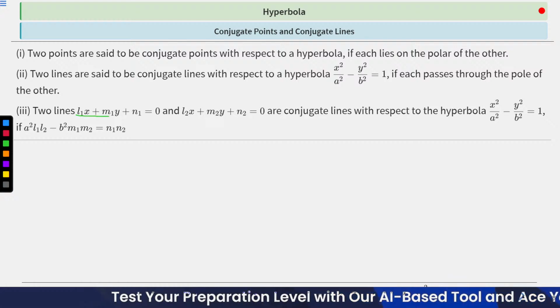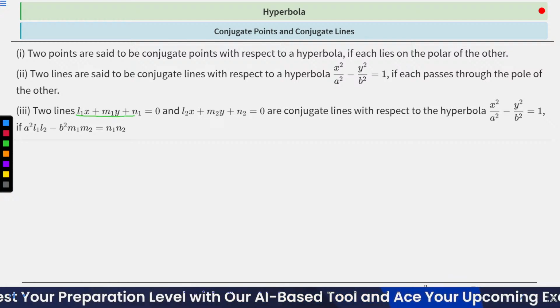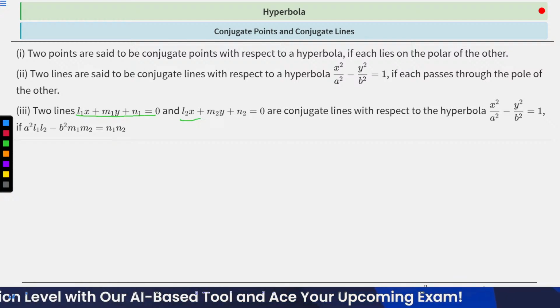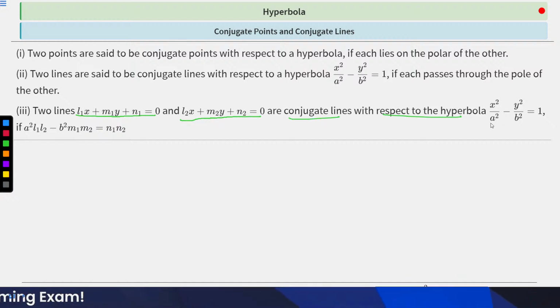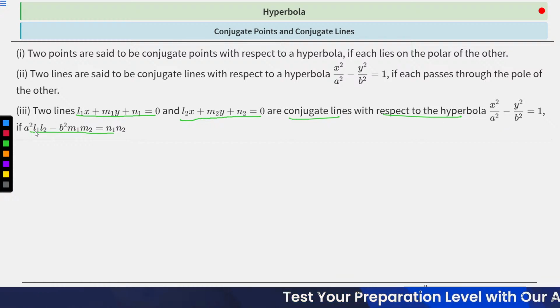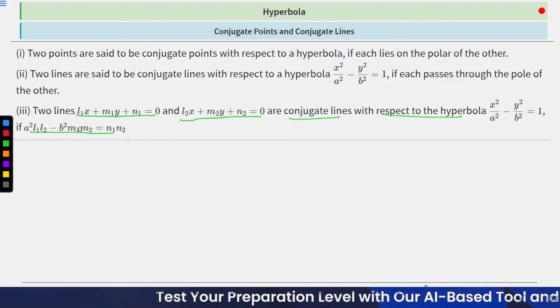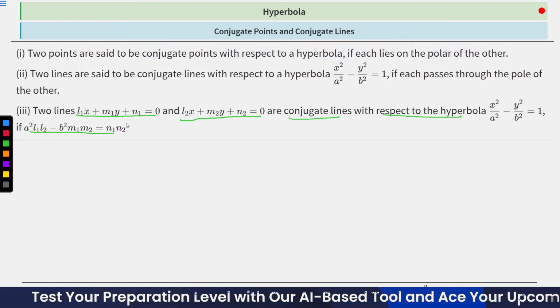Two lines L1x + M1y + N1 = 0 and L2x + M2y + N2 = 0 are conjugate lines with respect to a hyperbola x squared by a squared minus y squared by b squared equals 1 if this condition follows: a squared L1 L2 − b squared M1 M2 = N1 N2.